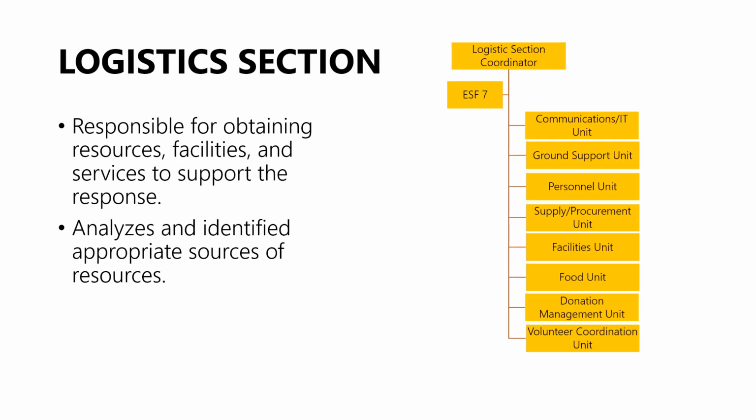So let's take a moment to talk a little bit about our ever-important logistics section, our getters. As you can see here, the logistics section can get quite large. But again, just remember, we're only going to stand up what we need. So if we have an EOC activation, we're definitely going to be standing up our comms and IT unit. So that is our internal communications and our technology within the EOC. We want to make sure that we can communicate with each other and that all of our technology that we're bringing into the EOC is working. So we want to stand that up.